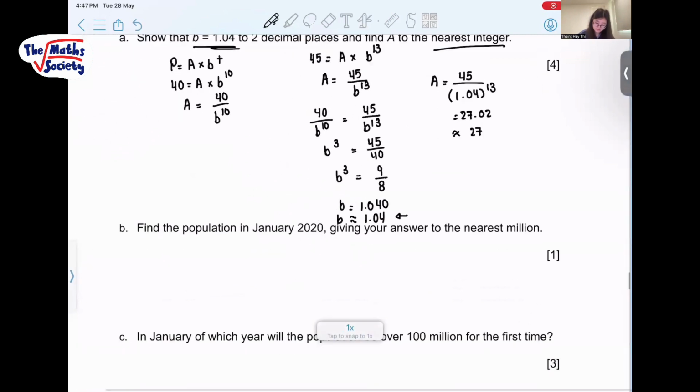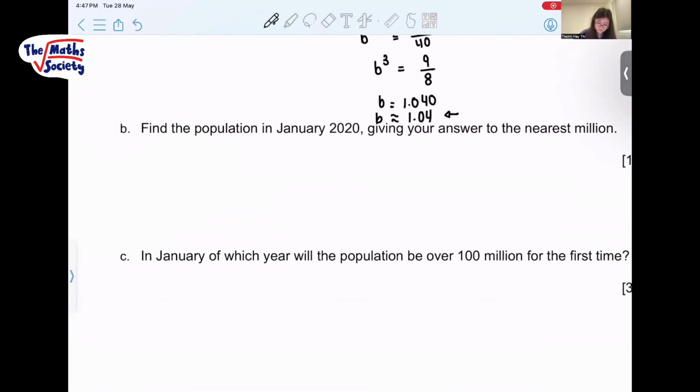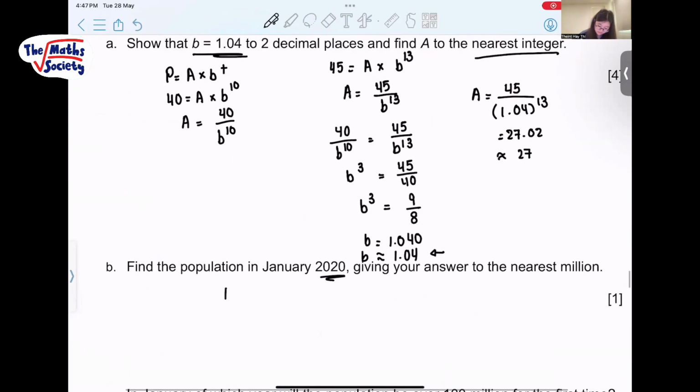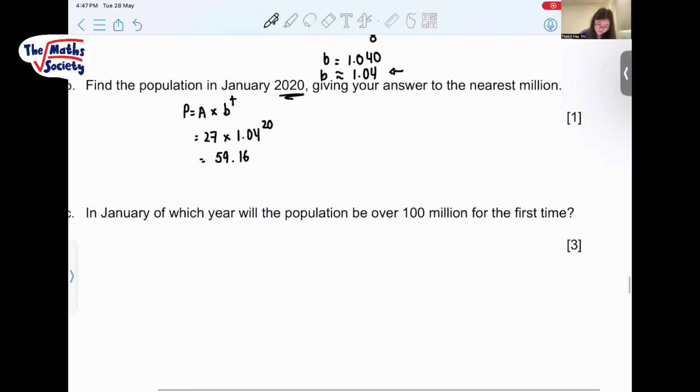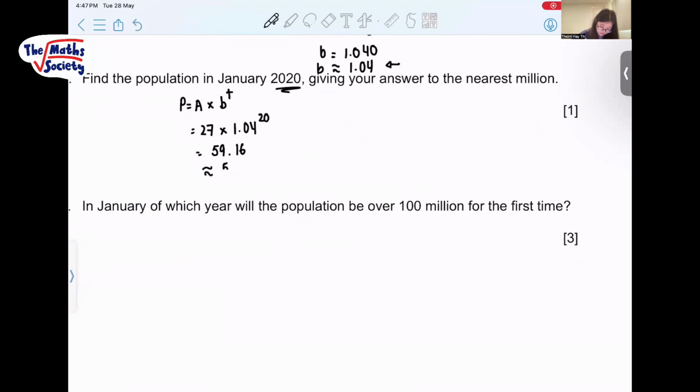And then they tell us to find the population in January 2020, giving your answer to the nearest million. So we know that P is equal to A multiplied by B power T. We know A, which is 27. We know B, which is 1.04. T, we know it's 20 years. So just multiply them. 27 multiplied by 1.04, the whole power 20, which you will get 59.16. So to the nearest million, it's just going to be around 59 million.